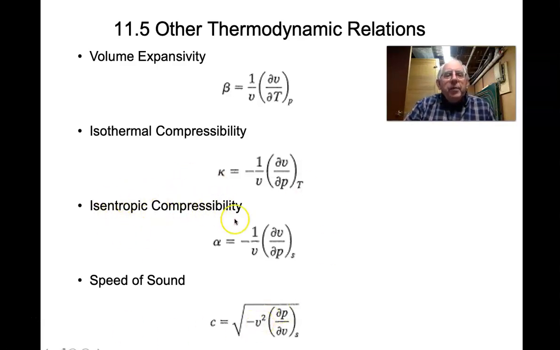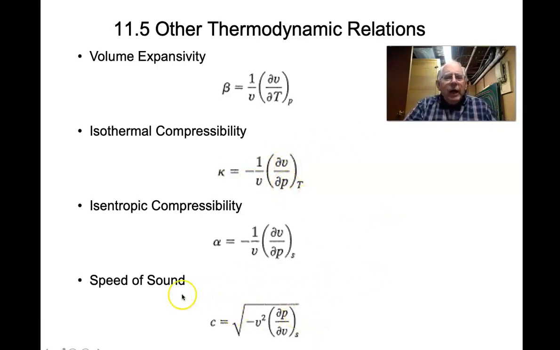Another, the isentropic compressibility, alpha, is done in the same fashion. It's a fractional change in the volume per change in the pressure, but with entropy being constant. So if we were able to do that in an isentropic fashion, we then would see that that's the isentropic compressibility. Again, the units on that would be a fractional change per pressure unit, just like this one up here was a fractional change per pressure unit.